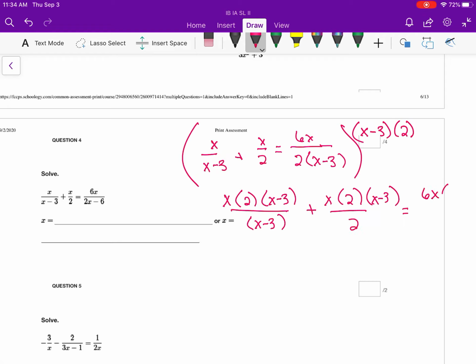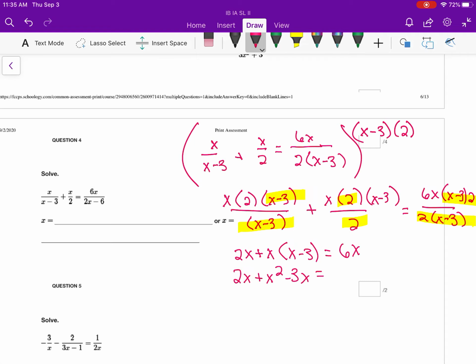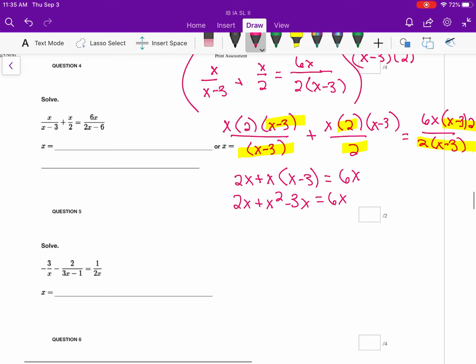Okay, and then here we've got 6x, x minus 3, and 2 over 2, x minus 3. So when we do this, our x minus 3's cancel here, our 2's cancel here, and all of that cancels here. So we're just left with 2x plus x times x minus 3 equals 6x. Okay, so that gives us 2x plus x squared minus 3x equals 6x. Bring everything to one side and you end up with a quadratic that is x squared minus 7x equals 0. Factor out the greatest common factor, set each one equal to 0, and you get x equals 0 or x equals 7.